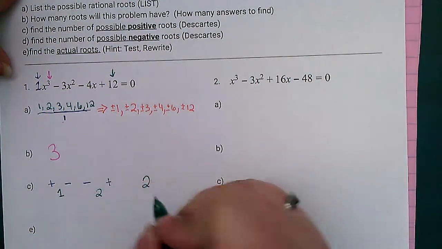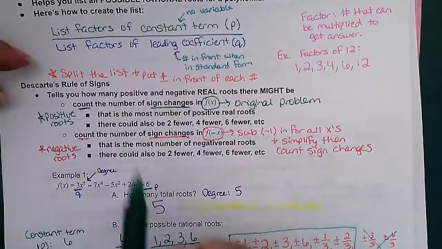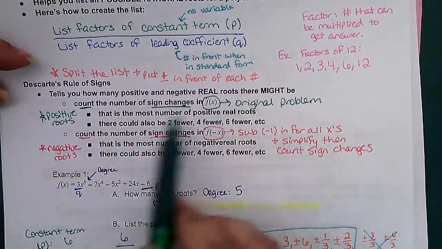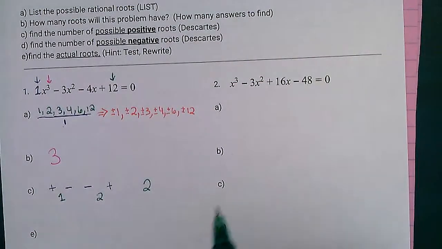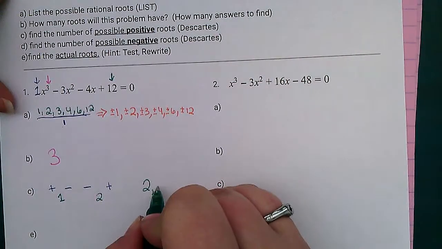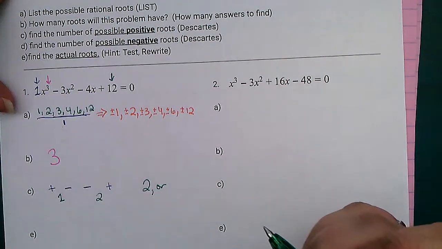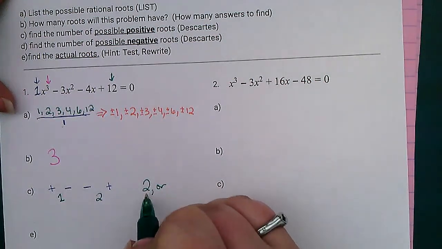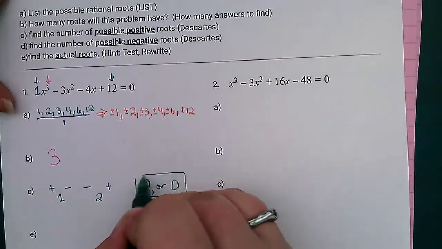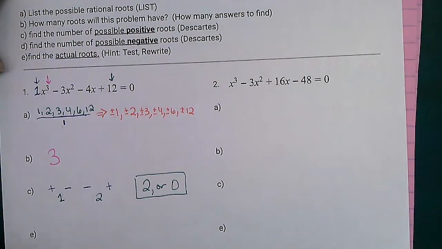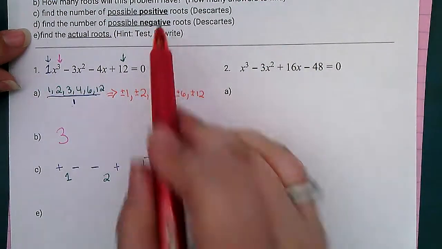So we have 2. But if you read in your notes, it says we count the sign changes. It said there could also be 2 fewer, 4 fewer, or 6 fewer. So subtract 2 until we get to 0, or we don't go to negative numbers. So 2 minus 2 is 0. Okay, 0 is as far as I go. So 2 or 0 is the answer on that one. Okay, next one is how many negative roots I would have.